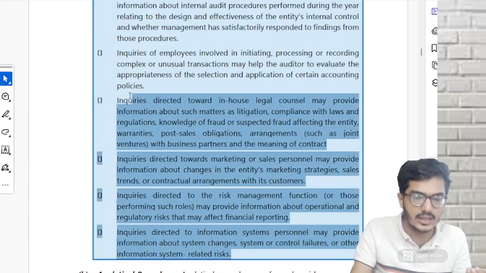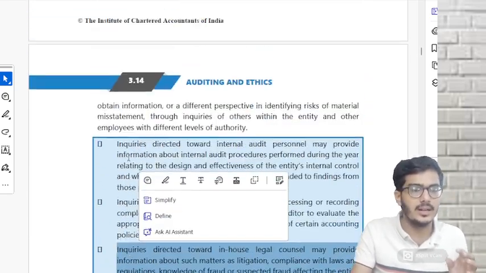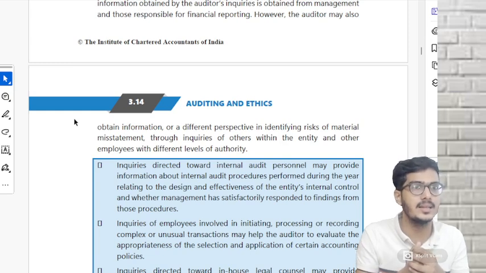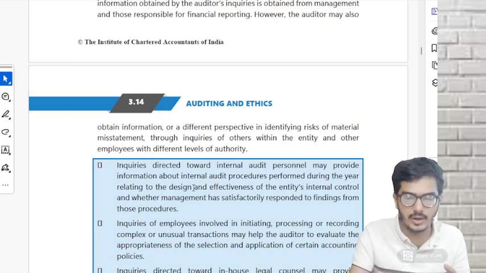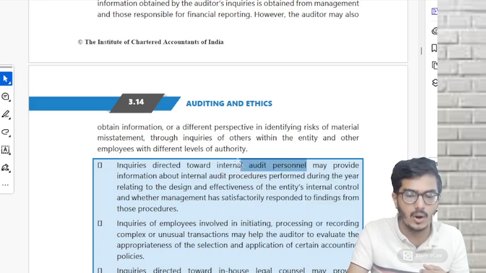So the first question over here is this entire box. They keep on asking it from the last 2 attempts. They asked in September 24 also. What did they ask? Auditor can perform risk assessment procedure by making various inquiries. Full stop. From whom can the auditor make inquiries? Explain. They can make inquiries towards the internal audit personnel. Please underline that.